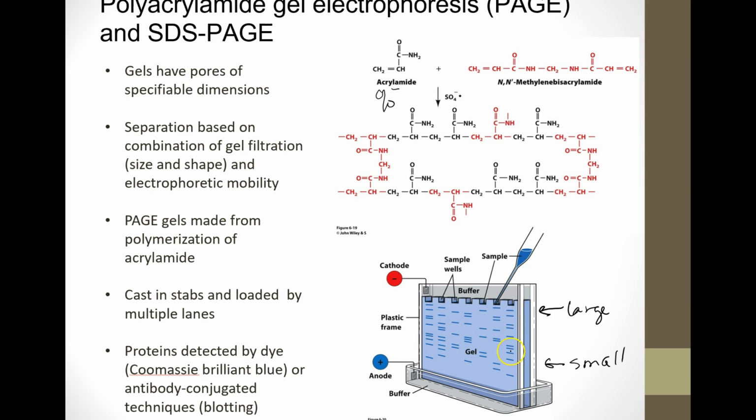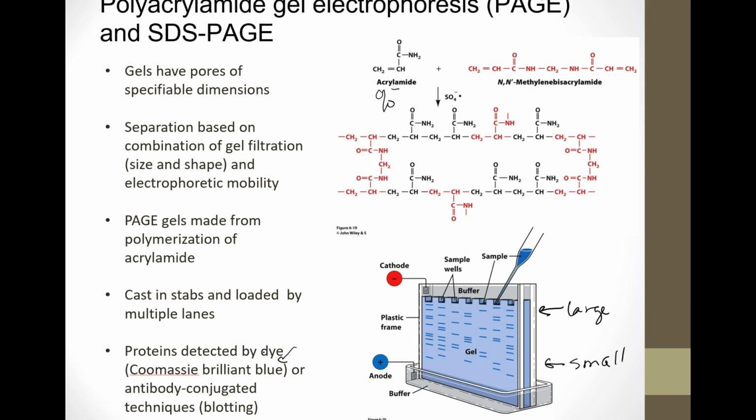Visualization of the proteins in the gel requires a couple different techniques. The most common is to use Coomassie blue, which gives you a visualization, but that only works for proteins that are really prevalent. There are other techniques which use amino-based detection systems, which we're not going to get into right now.